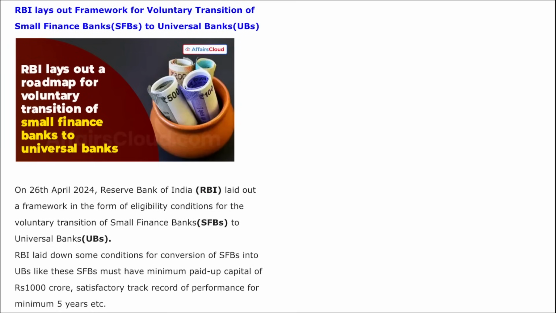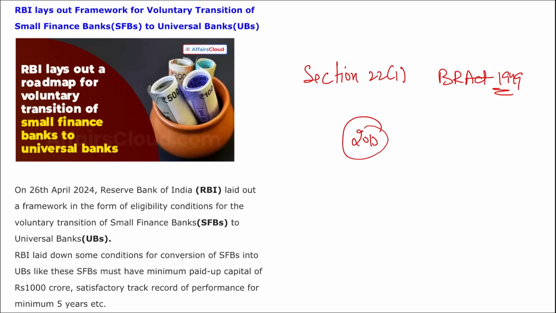Further, these conditions are in reference to the guidelines for on-tap licensing of small finance banks in the private sector that were issued on 5th of December 2019. And these guidelines provide a transition path for small finance banks to convert into universal banks. And RBI has issued these instructions in the exercise of the power given in section 22 part 1 of the Banking Regulation Act of 1949. And in 2015, RBI granted in-principle approval to 10 applicants to set up small finance banks in India.